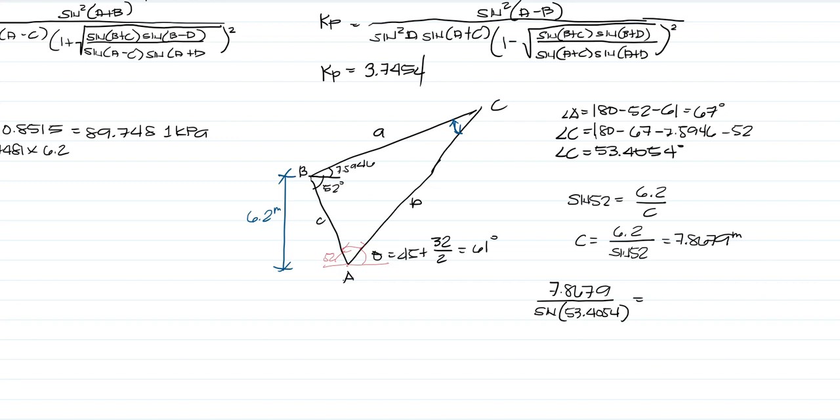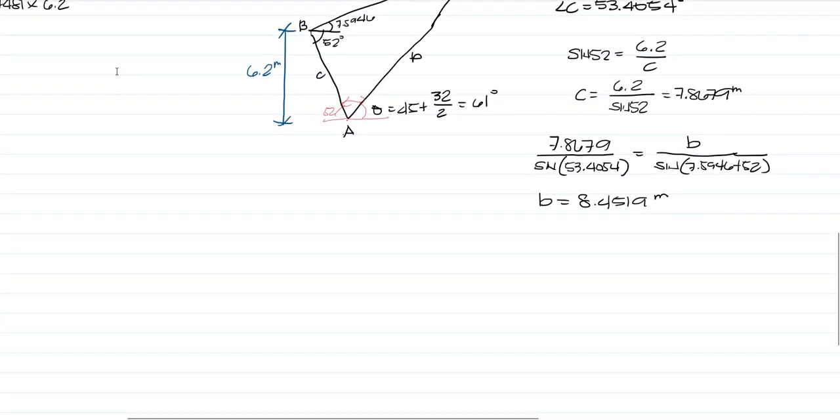That is equal to a value B divided by the sine of the angle B, which is 7.5946 plus 52. So, calculating this one, we could get a value of side B equivalent to 8.4519. This is in meters. So, ngayon, meron na tayong side B, side C, and yung included angle nila, which is angle A. So, we can get now the area of the triangle.